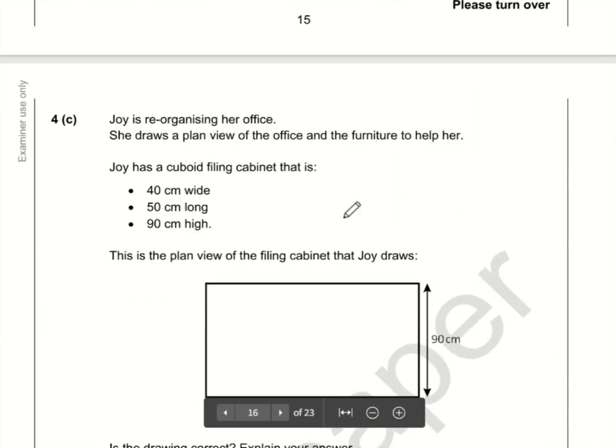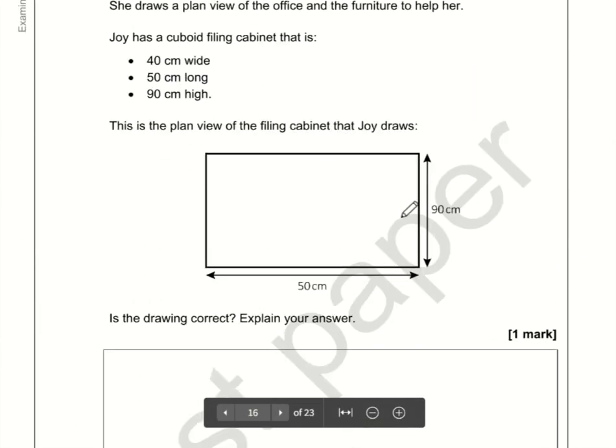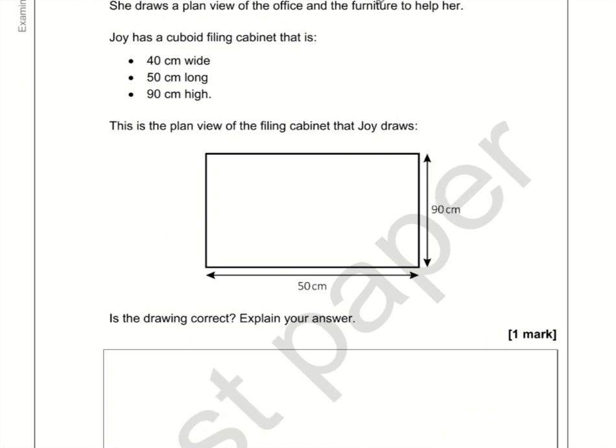Okay, so for part C, we want to draw the plan view. The plan means we are looking at it from above, so the bird's eye view. If you're looking at something from above, you have no appreciation of how high something is. So we will not see anything to do with it being 90 centimeters high. All we will see is a 40 by 50. So is the drawing correct?